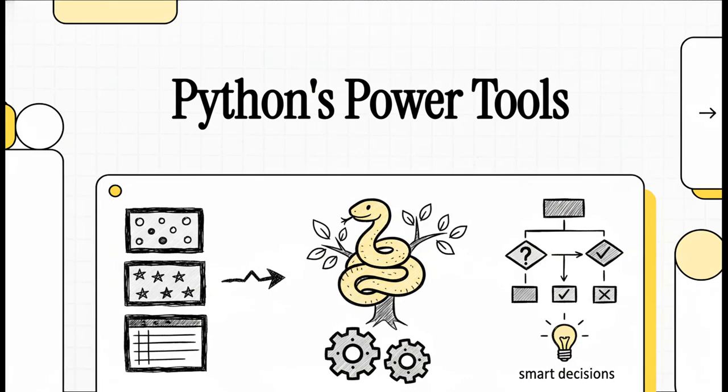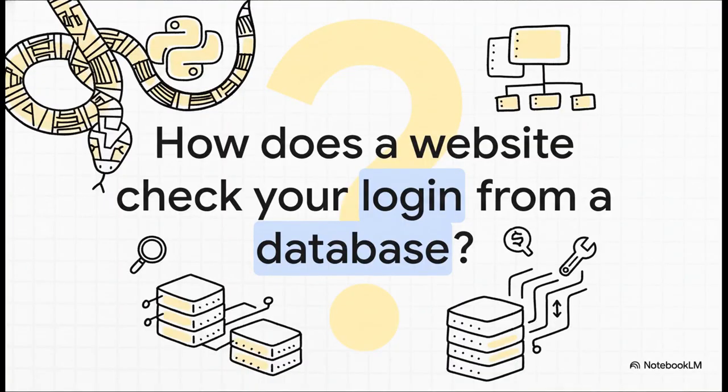You ever wonder how a website just knows your password is correct, like instantly? Well, the magic behind that all starts with a few simple but seriously powerful tools in Python. And in this explainer, we're going to break down how Python builds these smart, automated decisions right from the very beginning. So what's really going on there?